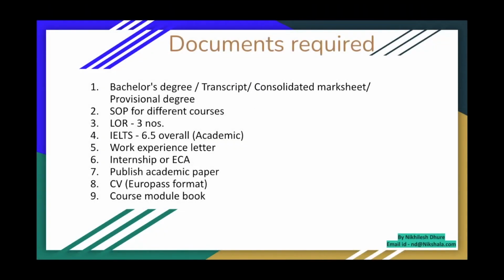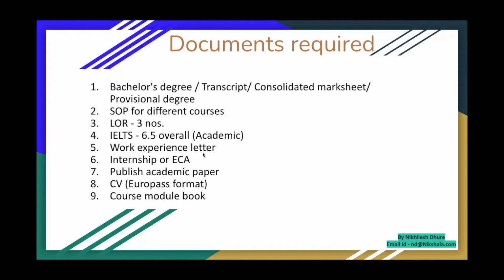List of documents you need to apply in a university, which is right here. 9 things primarily. Bachelor's degree, transcripts for all 8 semesters, consolidated mark sheets. Or if you're someone who is currently in 8th semester, then provisional degree. You need SOP. Let's say you are applying for 10 different universities, then you need 10 different SOPs designed. You need at least three letters of recommendation. IELTS 6.5 overall, and you need to give academic IELTS, not general IELTS. There are two types, that's why.